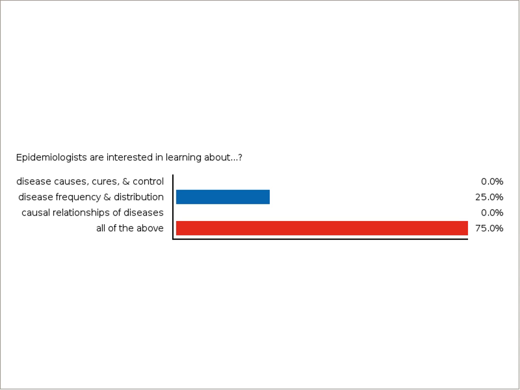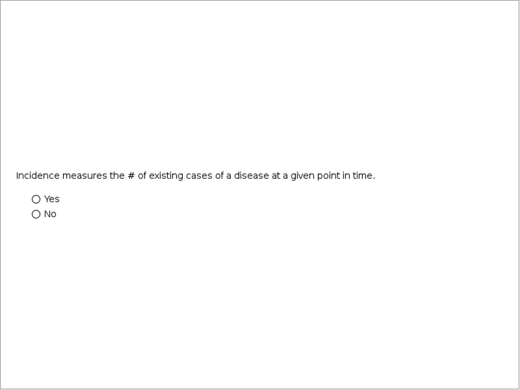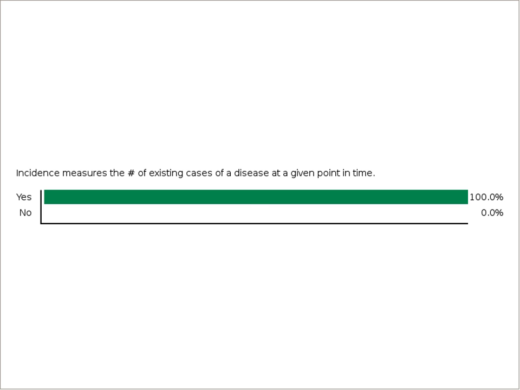The second question is going to be a true or false or yes, no question. Incidence measures the number of existing cases of a disease at a given point in time. Yes for true, no for false.